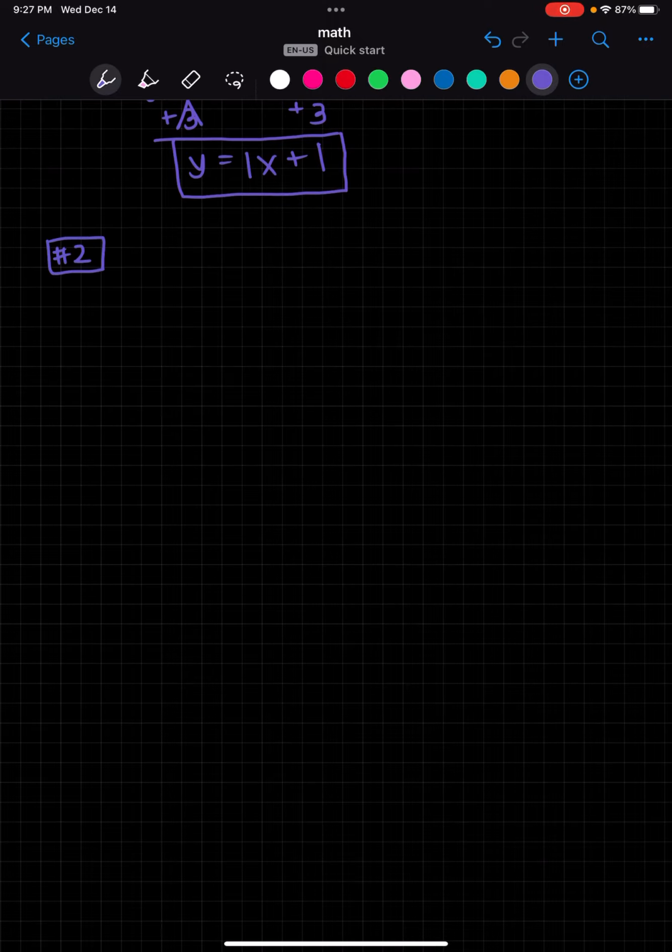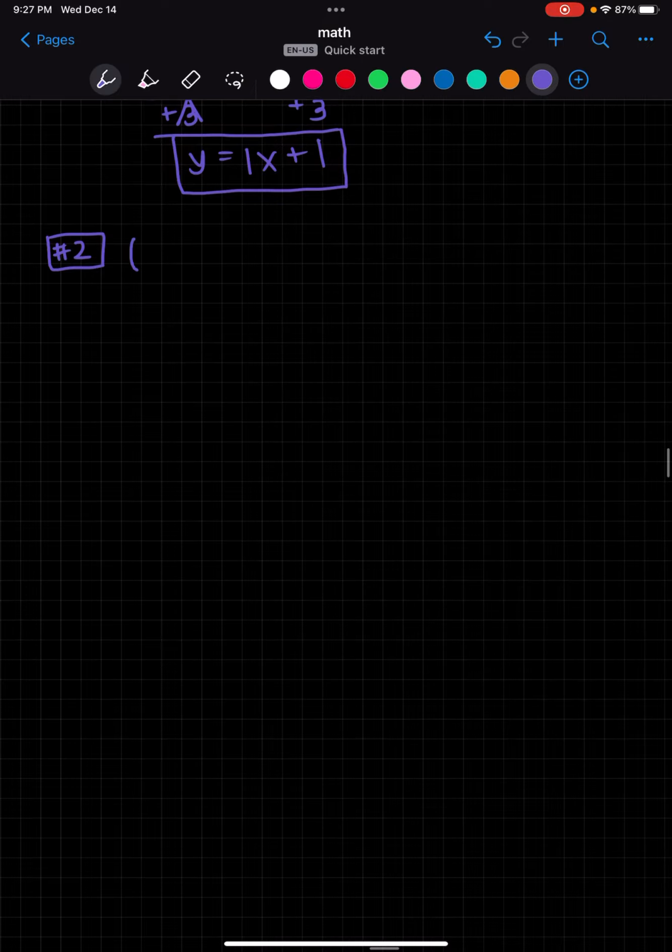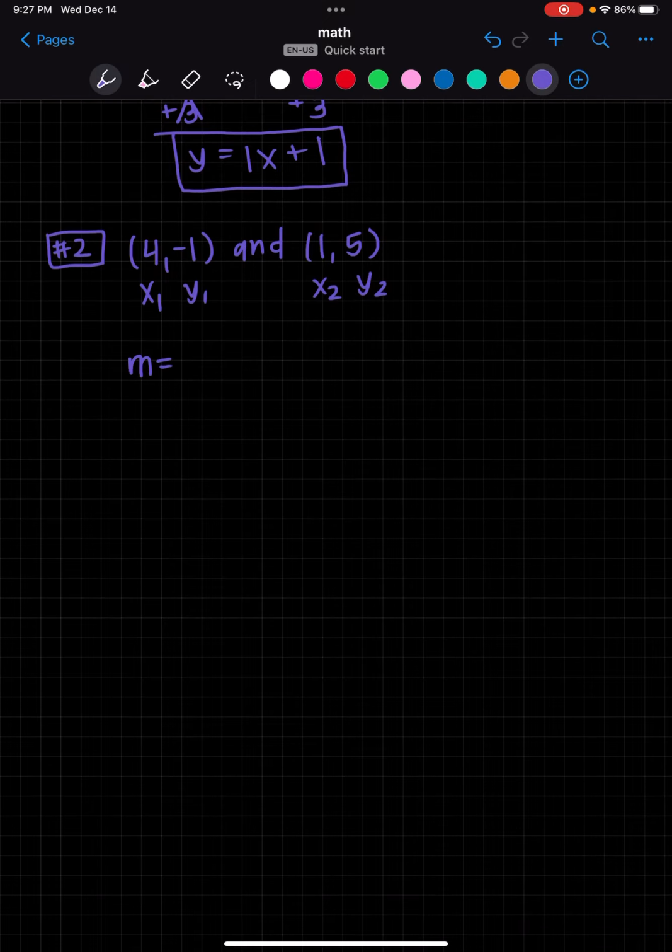In this example, we want to be able to write an equation through the points (4, -1) and (1, 5). So once again, we're going to start by labeling them x1, y1, x2, y2. I'm going to use my slope formula to find the slope first. So the slope formula is y2 starts, so y2 in this case is 5, minus y1, which is -1. I'm going to put that -1 in parentheses because I don't want it to get confused with the negative on the outside. Then on the bottom we have x2, which is 1, minus x1, which is 4.